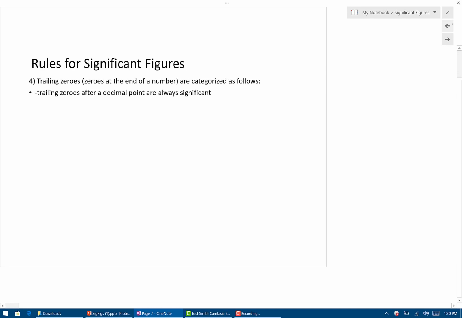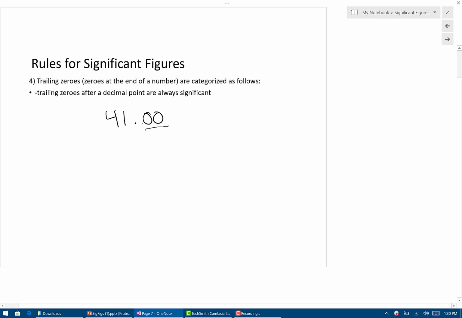So our fourth rule is that trailing zeros are categorized in different ways. These are zeros that come at the end of a number. So we have a few sub rules here. Trailing zeros after a decimal point are always significant. So if we had something like this, these zeros are after a decimal point, and so they're going to be significant. So in this 41.00, that's four significant figures.